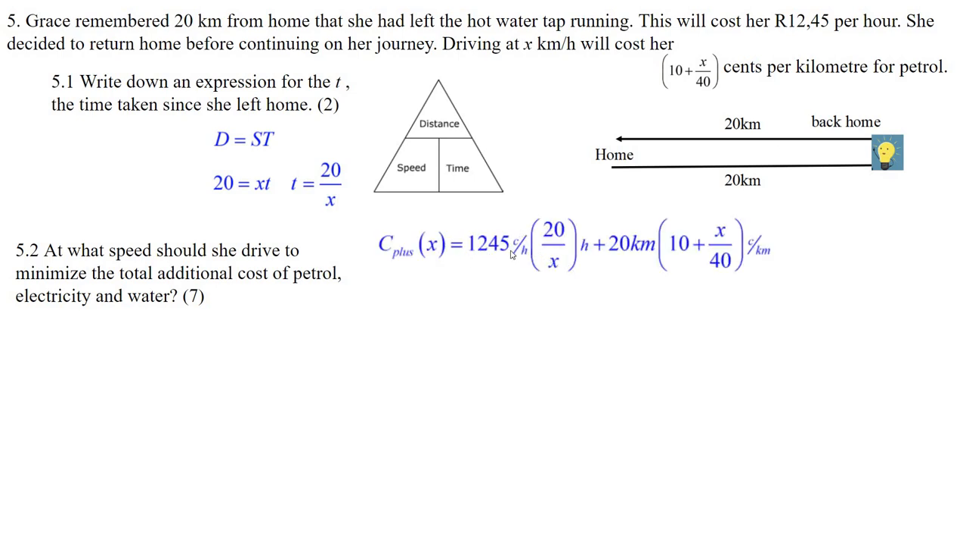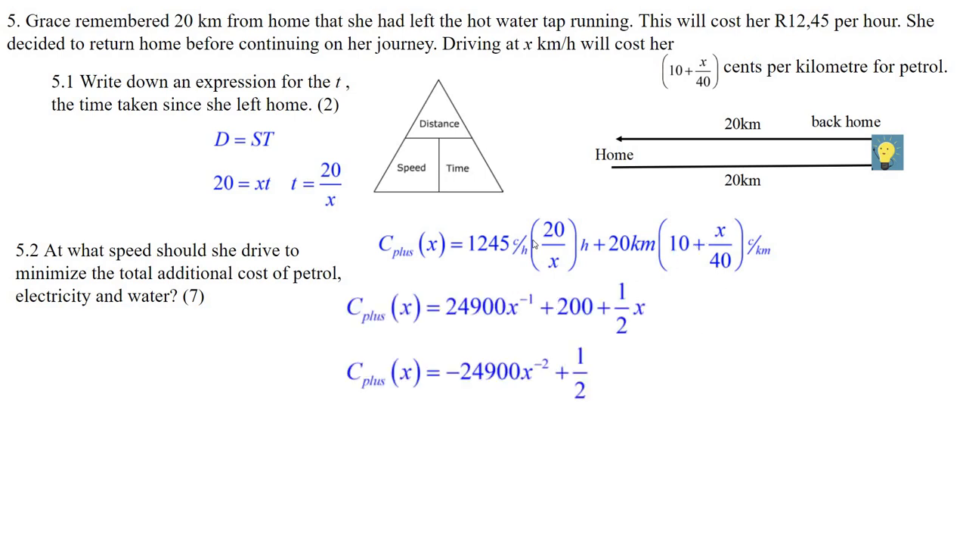We take the 12 Rand 45, but let's change it to cents because the petrol one's in cents, 12.45 cents per hour. 20 over X hours, the hours will cancel. That'll give me the cost in cents of traveling back 20 kilometers at that speed. And the 20 kilometers gets multiplied by the cents per kilometer. Oh, that's nice, the kilometers will cancel, times this 10 plus X over 40. Well, you multiply it out and you get 24,900 x to the minus 1, to make it easy to do the derivative because we're going to minimize it.